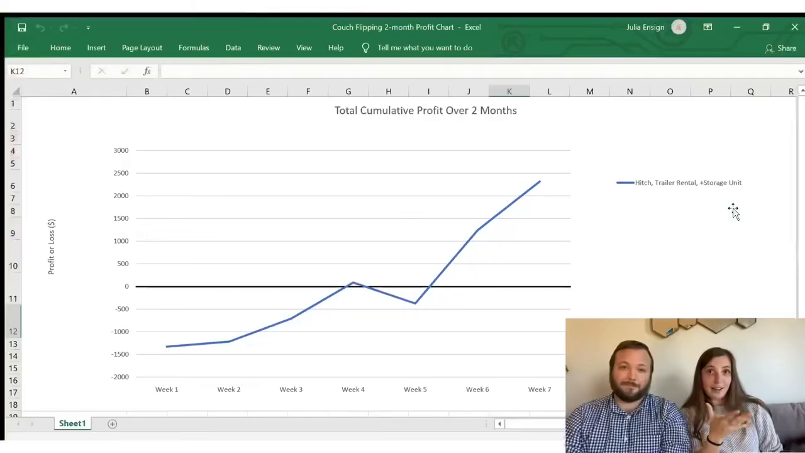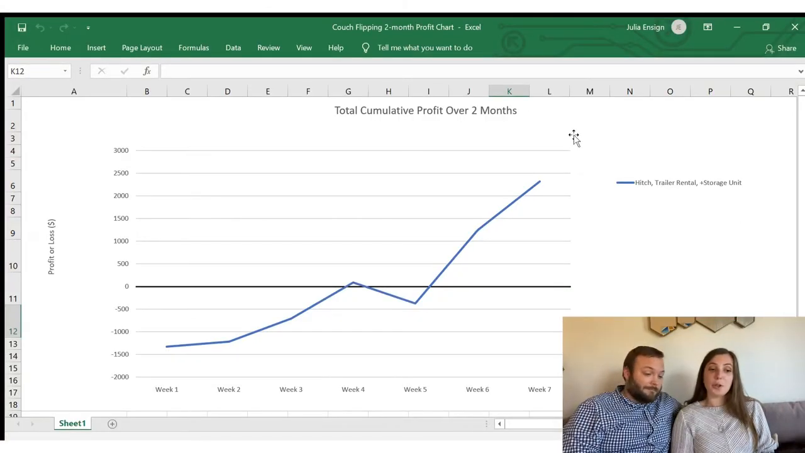Lucky for you, I crunched the data and made a beautiful chart. The title, total cumulative profit over 2 months. And you can see down on this axis here, I have week 1 through week 7, and I know what you're thinking. I intentionally left out week 8 because we did take one weekend off for sanity's sake so we could do other things that we had to get done, also so we don't burn out.